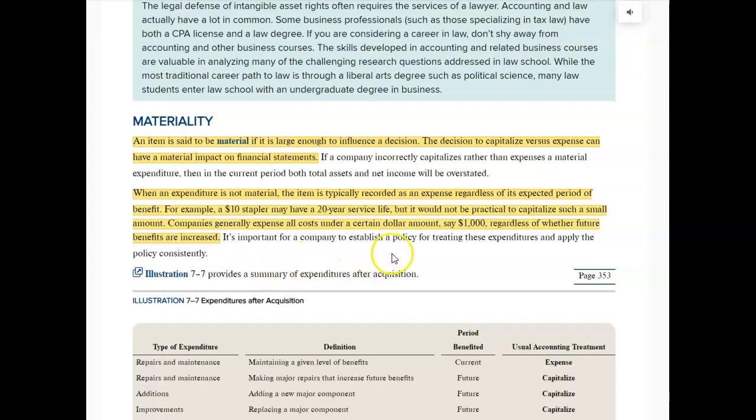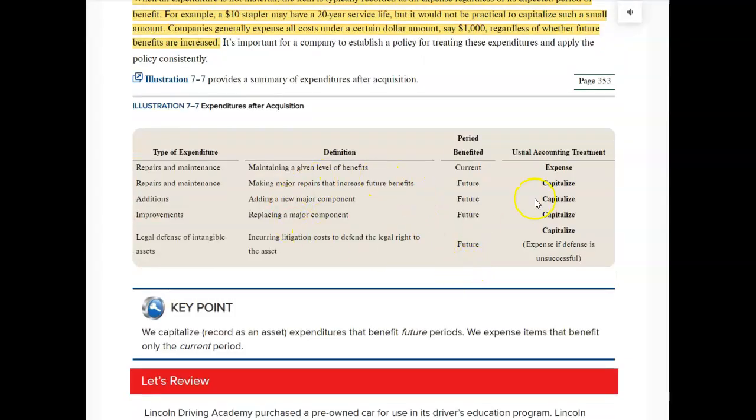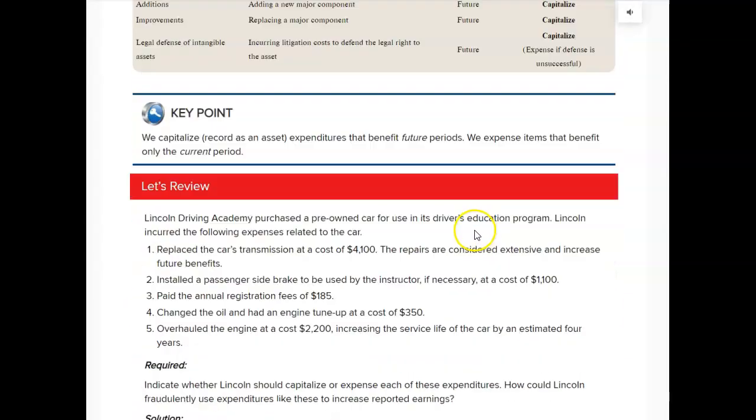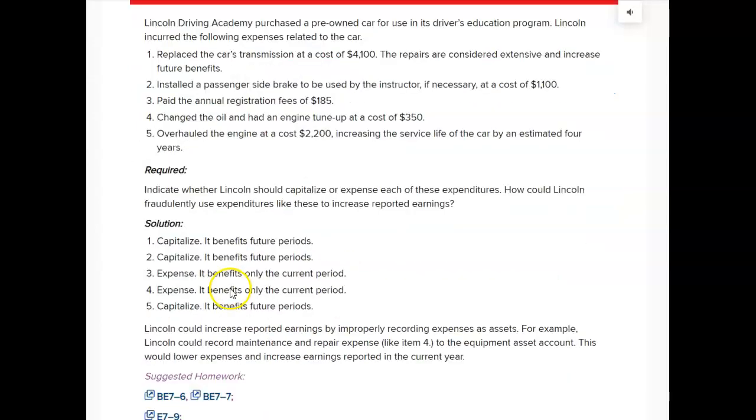What cutoff is material for a company? It depends on the company. Some companies might say anything below $1,000 is not material, handle it the easy way, expense it. Some companies might say $5,000, $10,000. If you have a multi-hundred-billion-dollar company, $10,000 is nothing. And they might just expense something instead of capitalize it. So review this illustration here when you have the chance. And here's an example you can go through on your own.